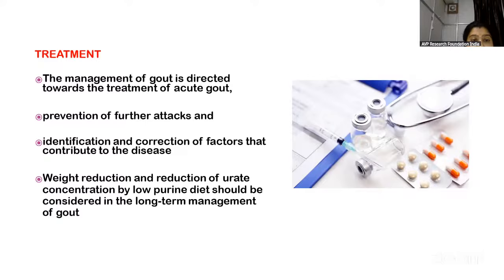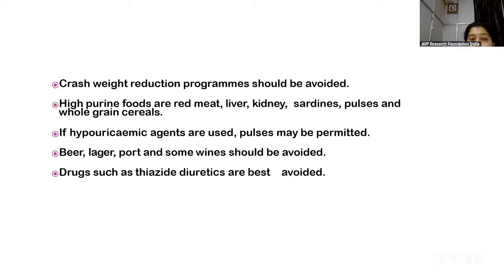You have to prevent your further attacks. You have to identify the factors which contribute to the disease. Since obesity is an important contributing factor, you have to go for weight reduction. Moreover, you have to have a low purine diet to keep your uric acid levels normal. Crash weight reduction programs should be avoided.